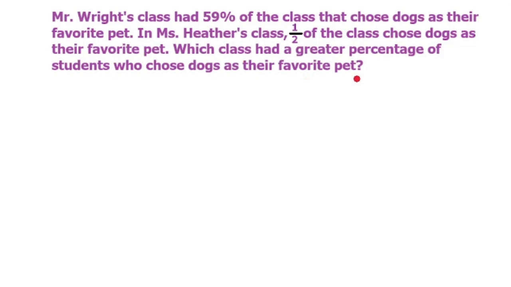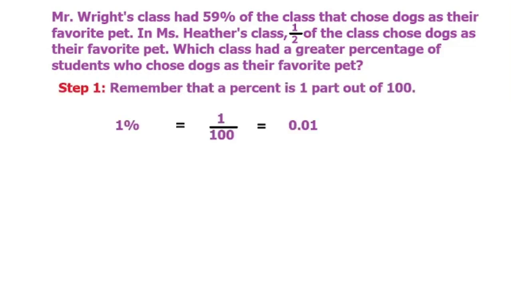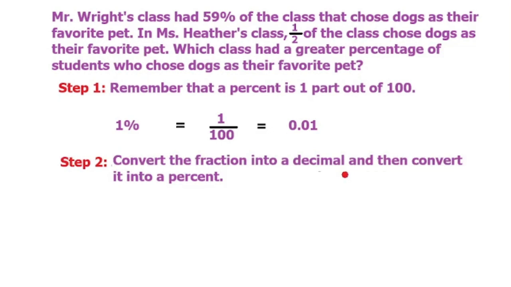So the first thing we should do is change this fraction into a percent. So remember that a percent is 1 part out of 100. So 1% equals 1 over 100, which equals 0.01. So convert the fraction into a decimal and then convert it into a percent. So we're going to take the fraction, first convert it to a decimal, and then convert it into a percent, okay? And it's not difficult.